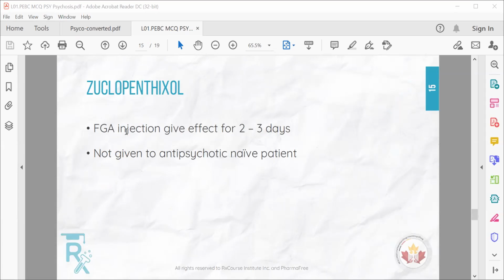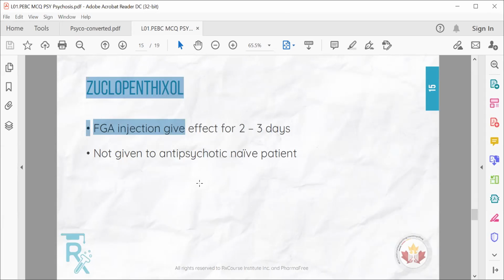Zuclopenthixol. This is a first generation antipsychotic, and sometimes, but they usually do that in the hospital, not in retail pharmacy, they might give this injection every 2 to 3 days, but it's not commonly used anymore. Okay, the distinguishing point about this medication is that you cannot give it to antipsychotic naive patients. Like if Mr. Z is recently diagnosed with schizophrenia and hasn't tried anything, the doctor would like to give him a medication. Which one the doctor cannot give him is this one, Zuclopenthixol, okay?